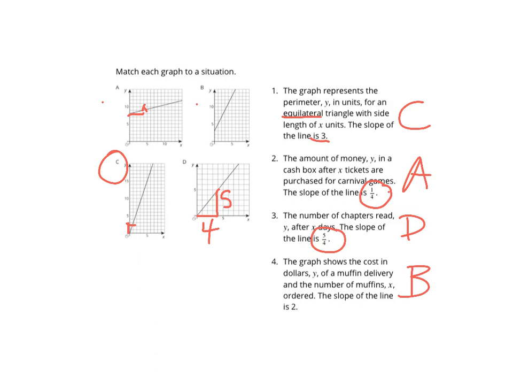The one thing they say here is a muffin delivery and the number of muffins. They don't tell us anything about the delivery, but we've talked in class about those relationships where there's a flat fee associated with it, and graph B really does match that.